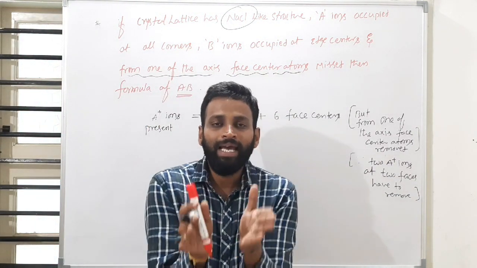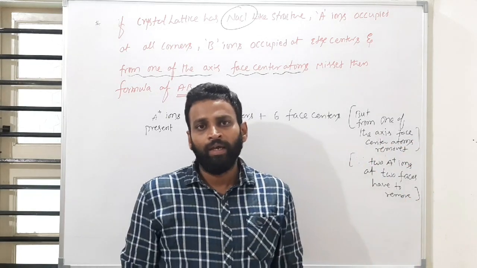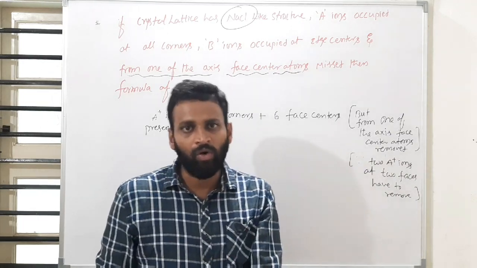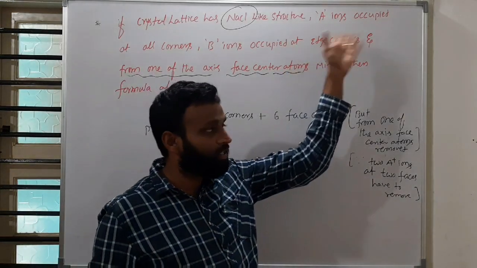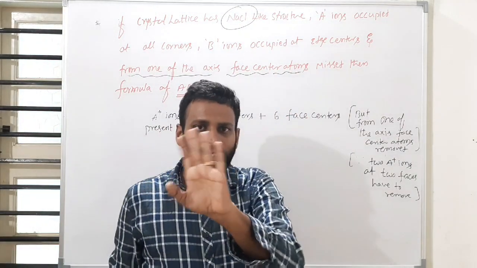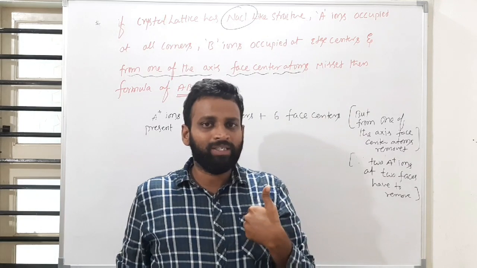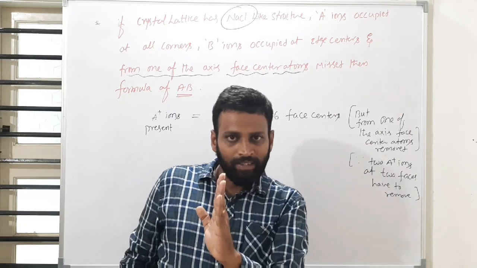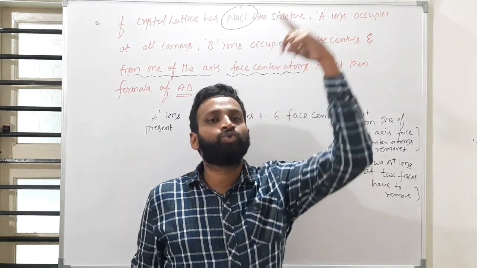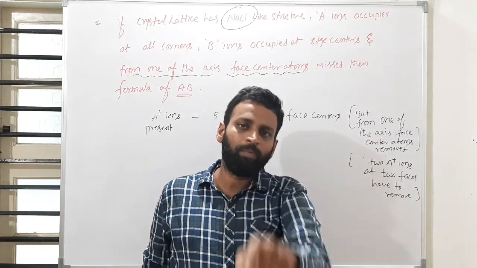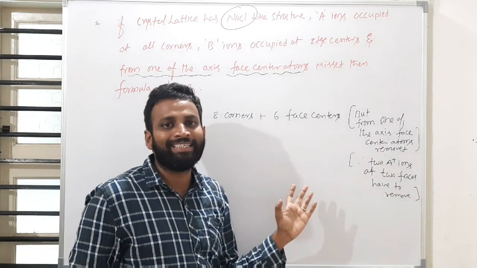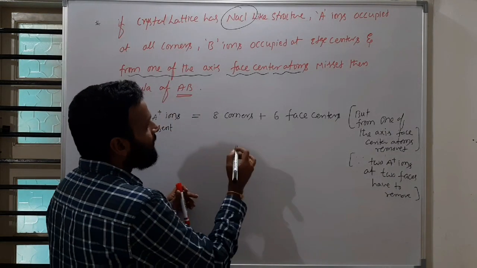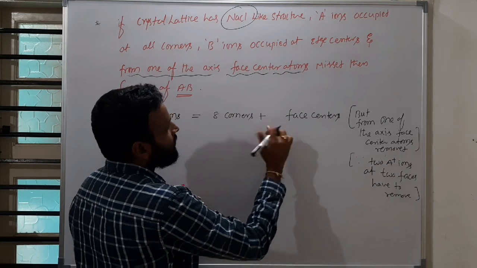Because AB has NaCl like structure. A plus ions are present at all corners. That means A plus ions are also present at face centers, but it was not given in the numerical. They are present at face centers because they gave NaCl like structure. Just in the previous question I gave the NaCl crystal lattice unit cell structure. So here only 4 face centers you have to consider.